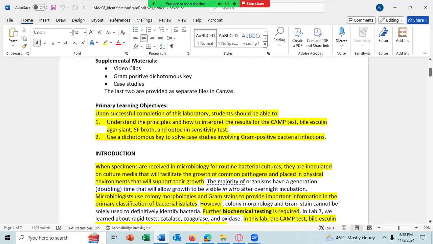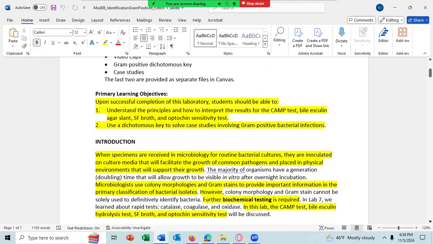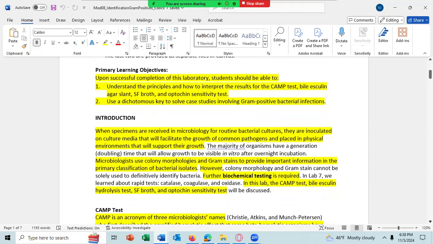Upon successful completion of this lab, you should be able to, one, understand the principles and how to interpret the results for the CAMP test, the bile esculin agar slant test, the SF broth test, and the optochin sensitivity test. We're going to talk about all of these tests today. You should be able to use a dichotomous key to solve case studies involving gram-positive bacterial infections.